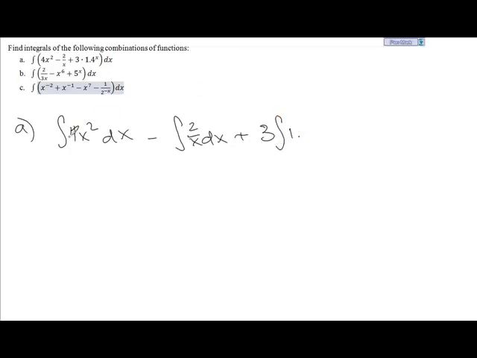I guess I didn't do it over here. I could have pulled the 4 out, but this one's a little bit easier to integrate without factoring it. So you can go either way. The integral of 1.4 to the x dx.